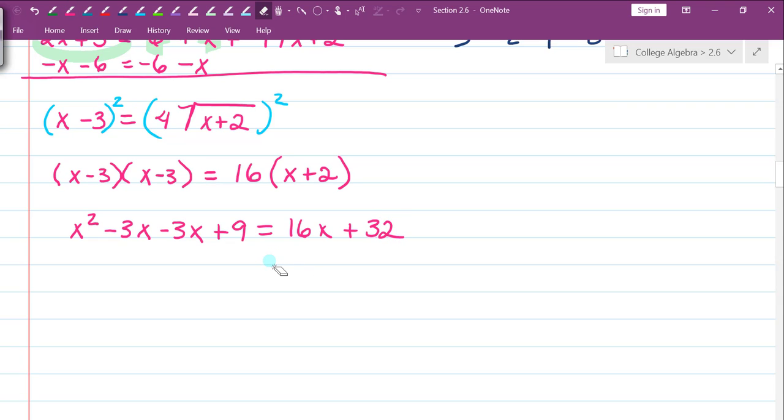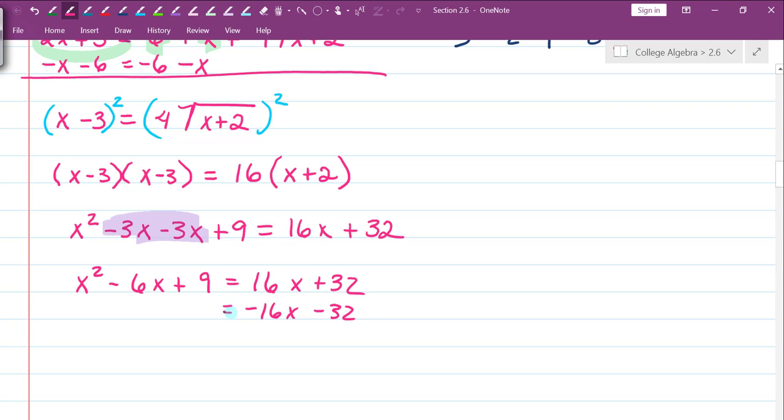I want to combine like terms on my left hand side. Notice on the left hand side that I have like terms right there. I want to go ahead and combine those before I move the 16x and the 32 over. So that would give me x squared minus 6x plus 9 is equal to 16x plus 32. Now we're going to move the 16x and the 32 over. So this is going to be minus 16x minus 32.